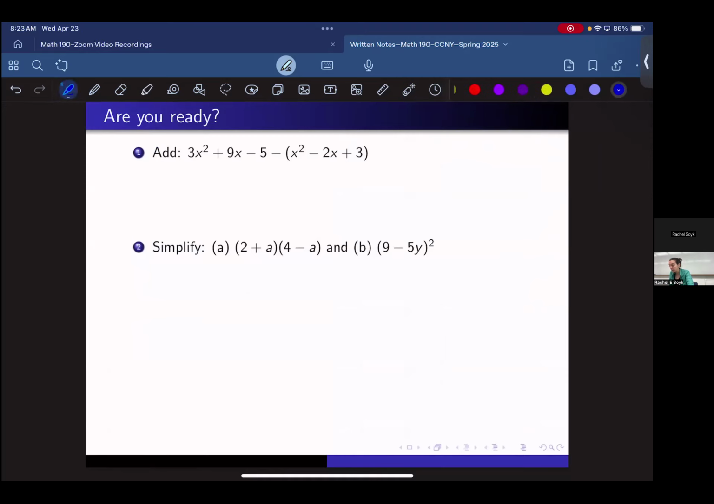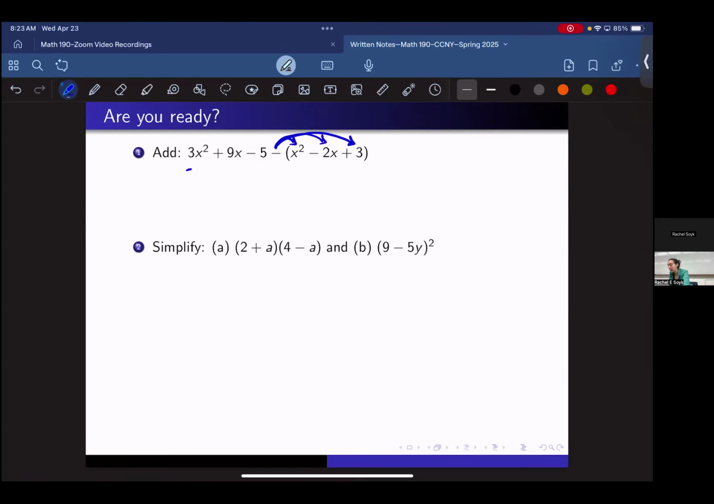Let's start off with some warm-up problems. In that first warm-up problem, we're asked to subtract these two polynomials from one another. Because that second polynomial has parentheses around it, we really need to utilize our knowledge of the distributive property, distributing that negative to each term inside those parentheses.